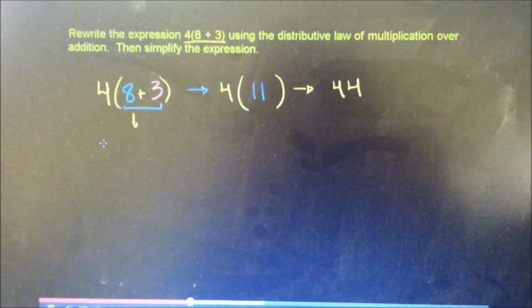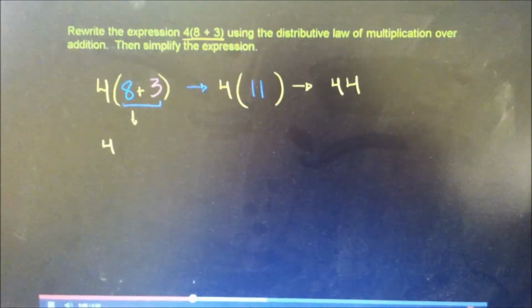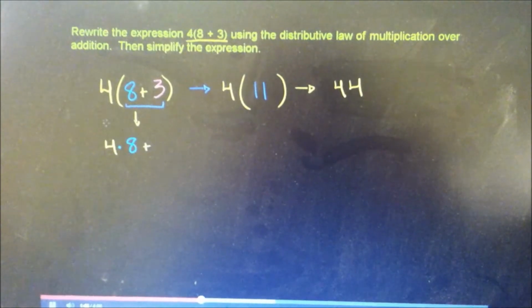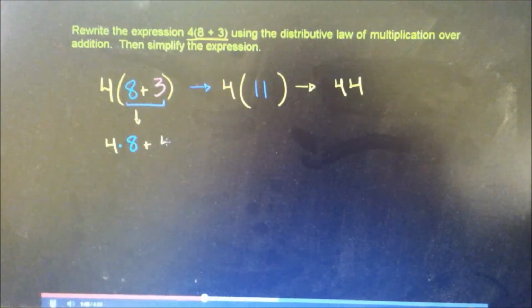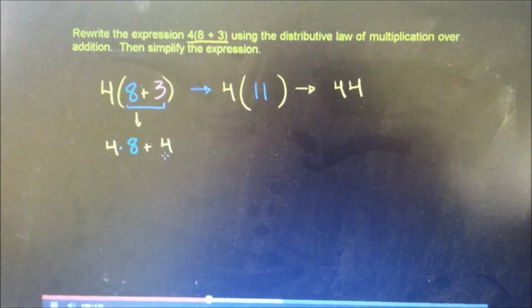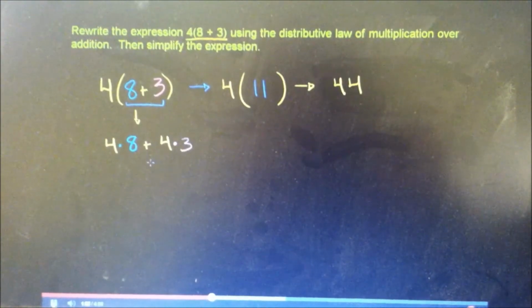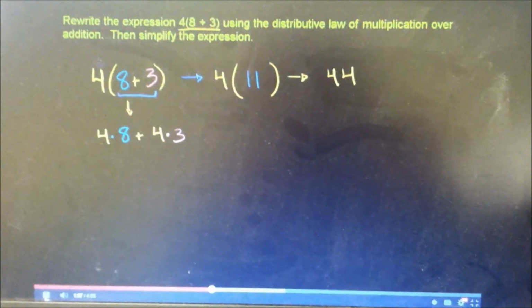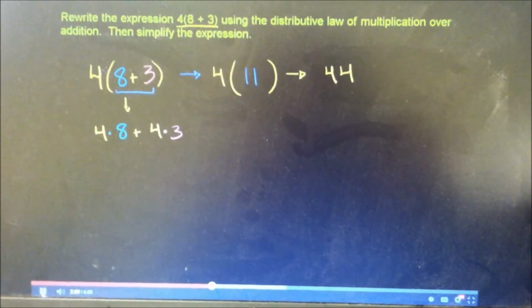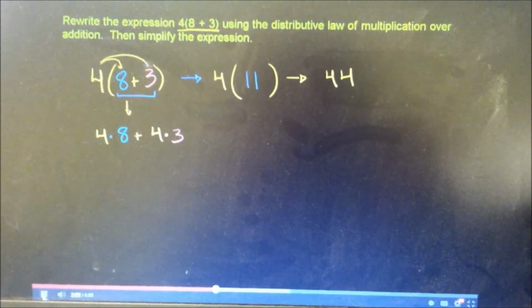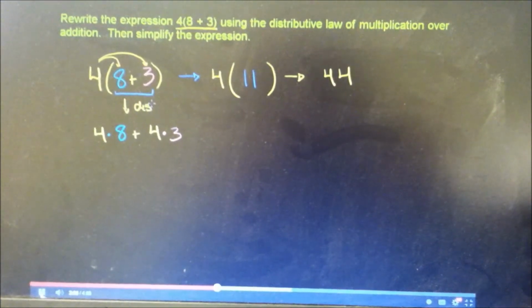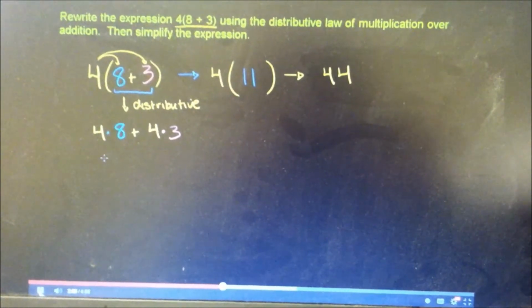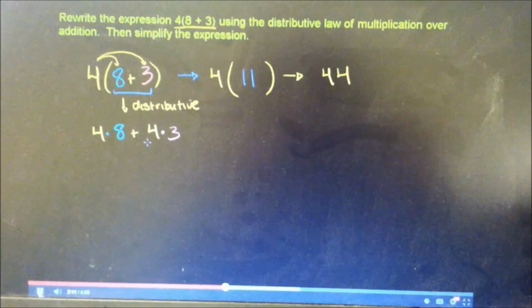So this is going to be equal to 4 times 8 plus 4 times 3. A lot of people's first instinct is just to multiply the 4 times the 8. But no, you have to distribute the 4. You have to multiply it times the 8 and times the 3. This is the distributive property in action right here. I'm going to show you in kind of a visual way why this works.